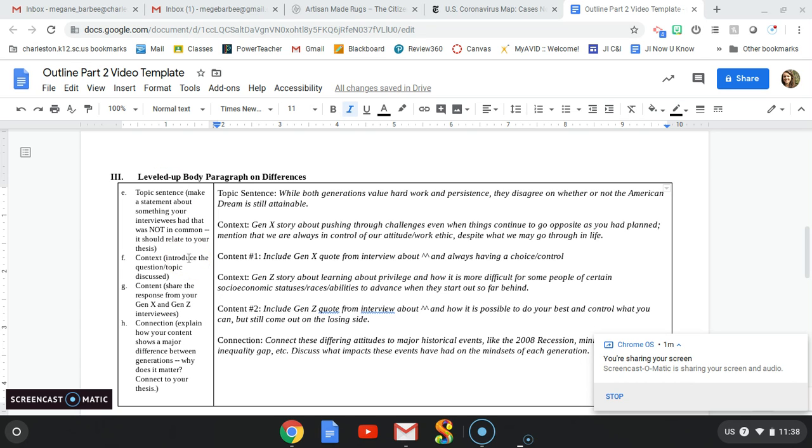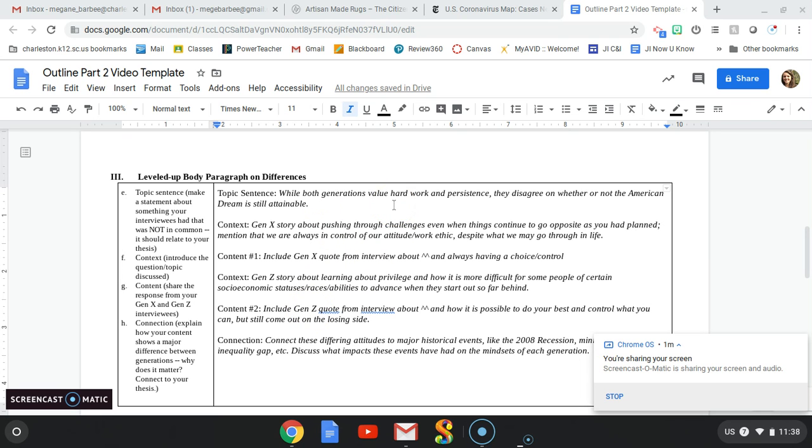You are using your context to introduce the question or the topic that was discussed between the two interviews. And then your content is going to be the response that you got from your Gen X and your Gen Z person that related to that question you asked. Remember, in your leveled up paragraph, you have multiple examples of textual evidence of content, one from your Gen X and one from your Gen Z, which is the purpose of that is to support, to have evidence that shows the differences between those generations.